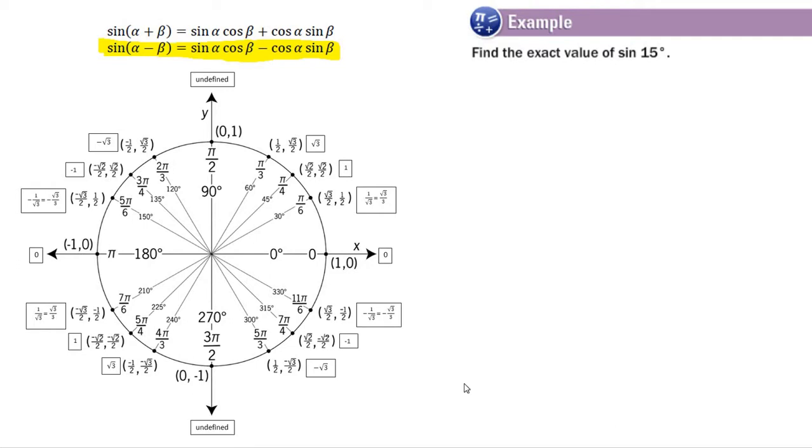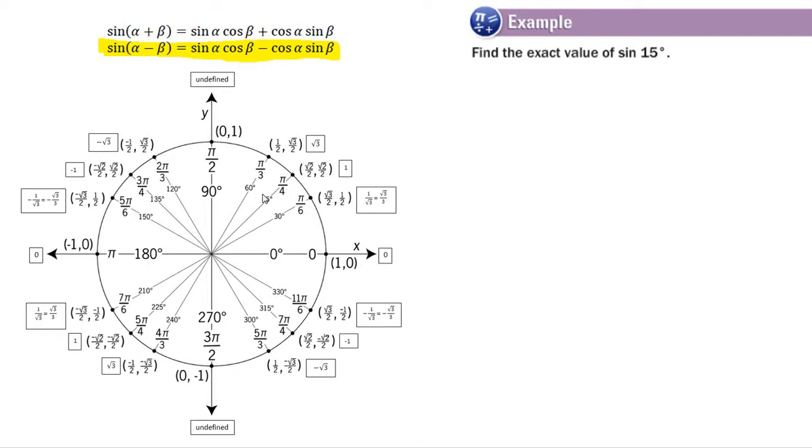All right, we are working with sum and difference formulas today. Again, these provide a way for us to find exact values of trig functions that aren't on the unit circle by themselves. So we saw this example earlier. Find the exact value of sine of 15 degrees.